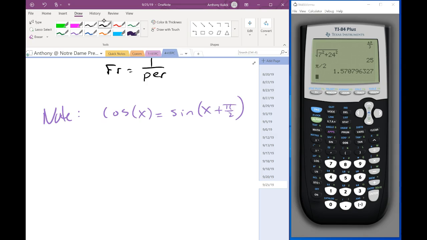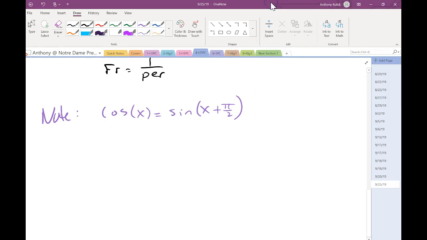Pretty neat, right? So we know now quite a bit about the parent function. What if I want to talk about any sine or cosine function?